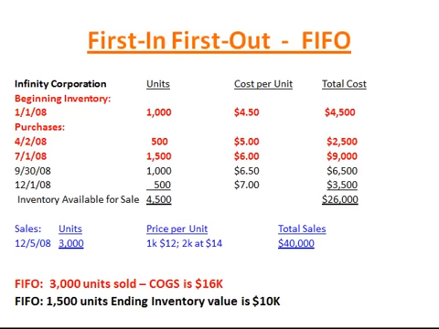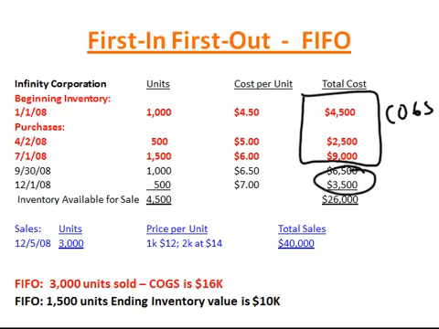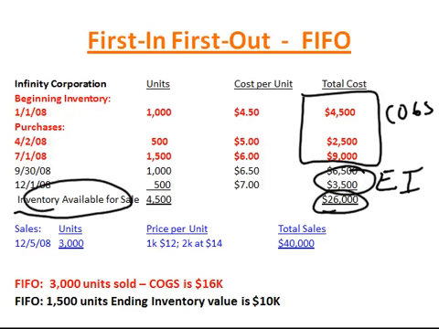Here it is illustrated in red. Our cost of goods sold and our ending inventory. Notice that we've taken the 26,000, our total costs available for sale, and allocated it either to the income statement as an expense or to the balance sheet as an asset.